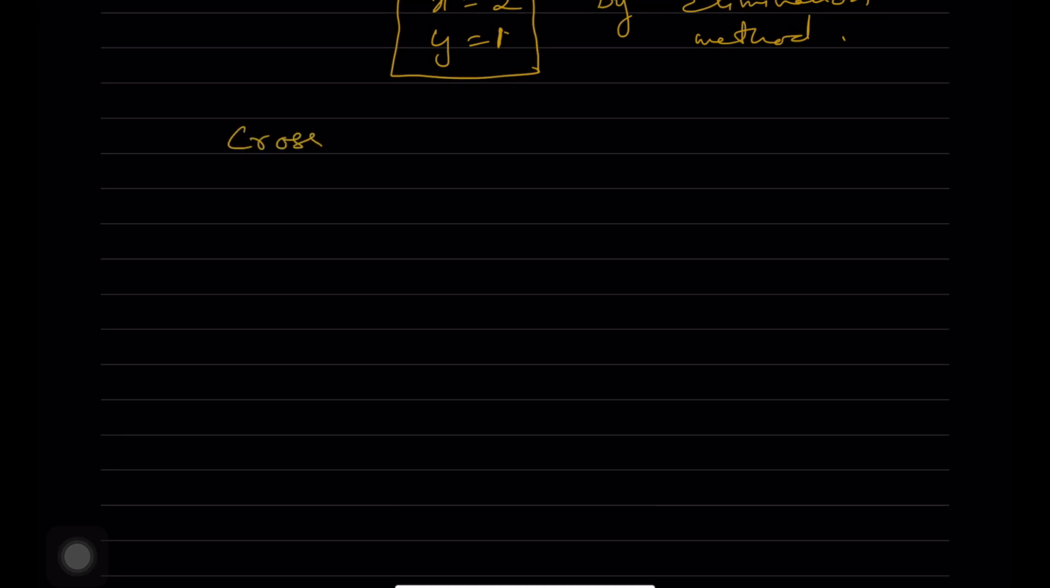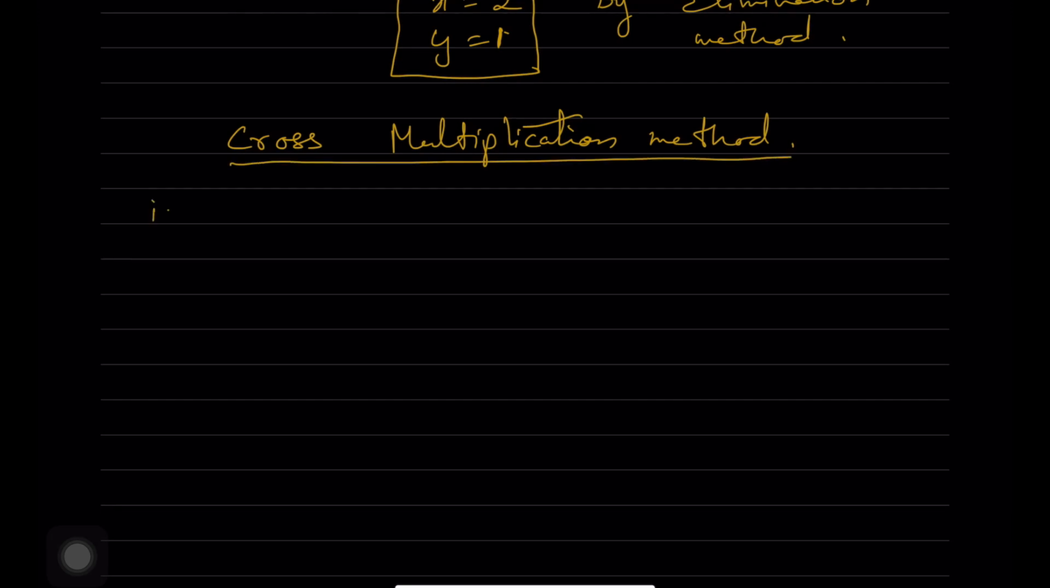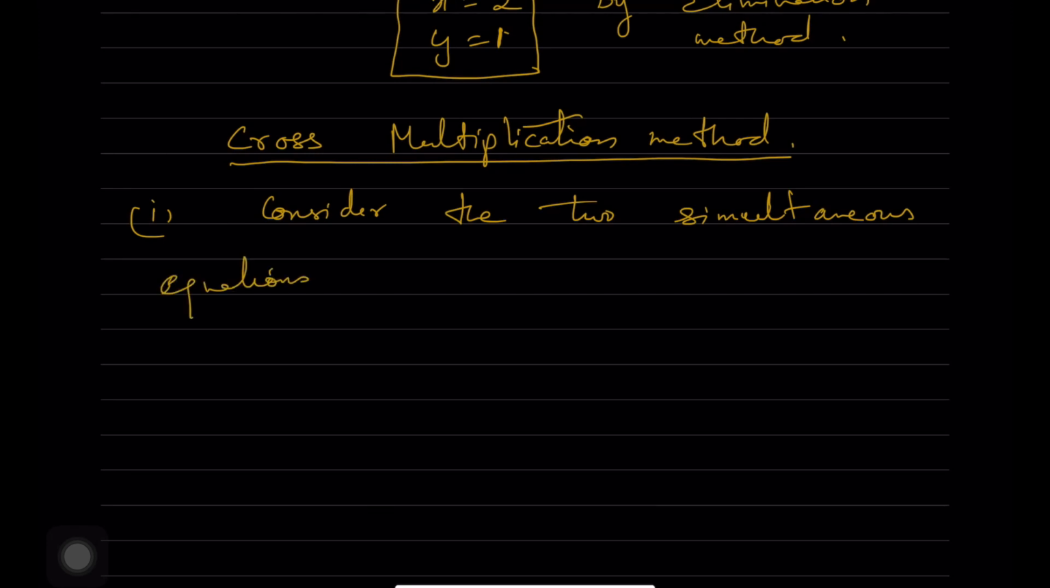So the next, third method which we have is called the cross multiplication method. The cross multiplication method also will be done the same way. We'll take those two equations, but first we'll take the general form and write the formula for this. In the formula we'll substitute these values so that you can get the answer.